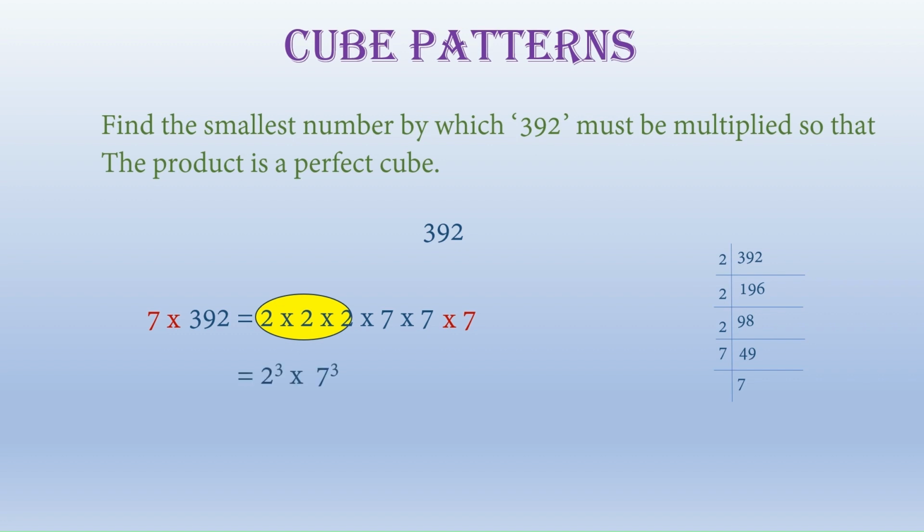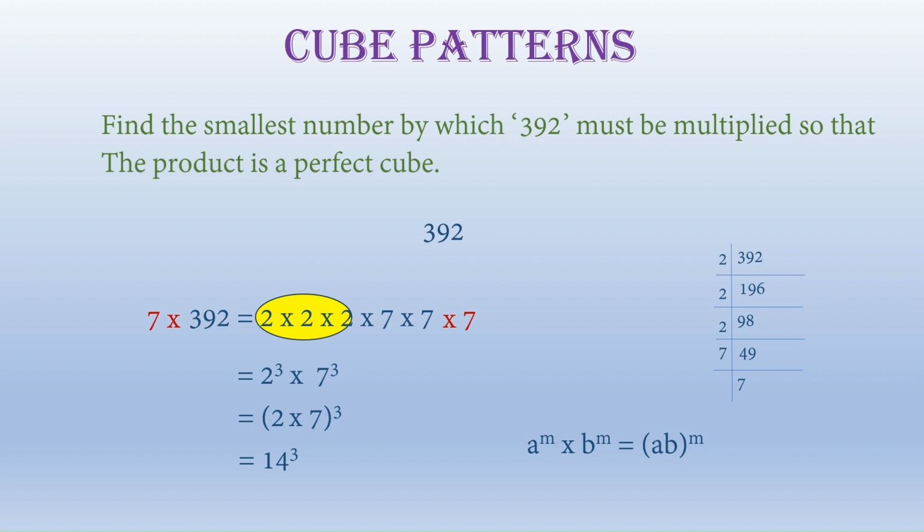As per the law of exponents, a power m into b power m can be written as ab power m. So here 2 power 3 into 7 power 3. a is 2 and b is 7. 3 is m. So substitute the values, then it will become 2 into 7 whole power 3. 2 into 7 is 14 power 3.